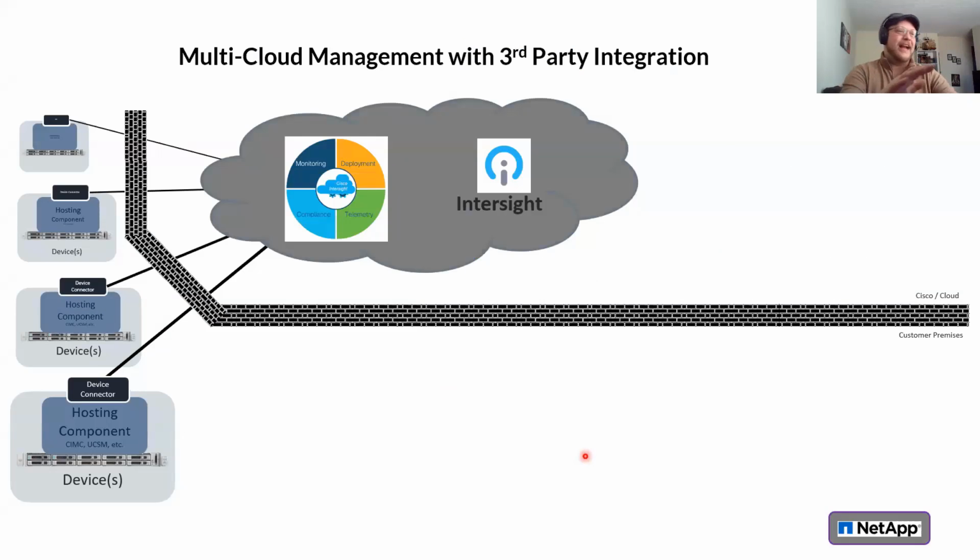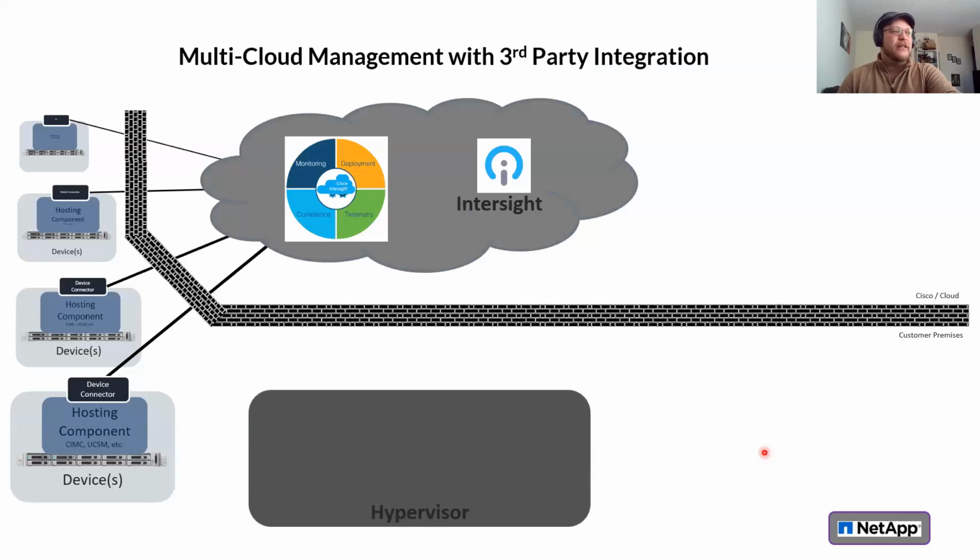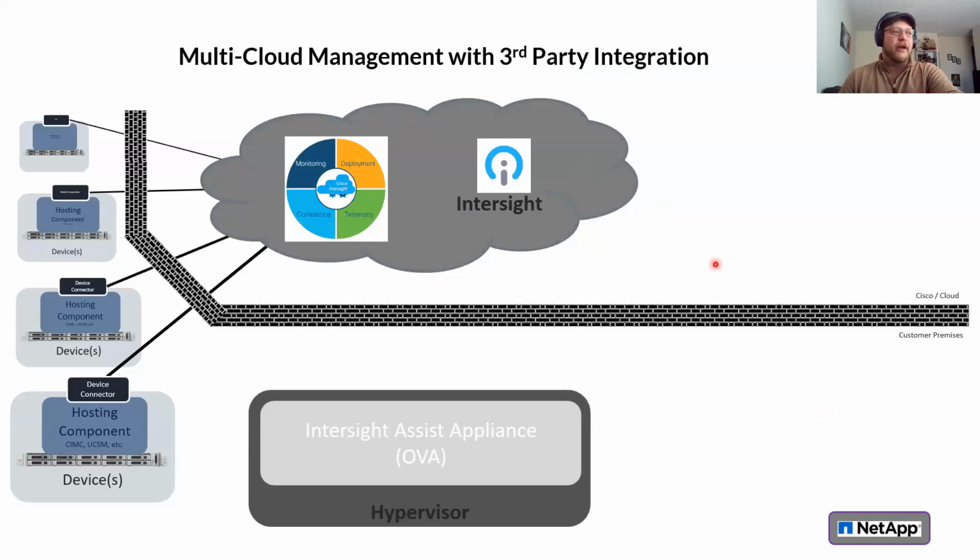And then the last thing here, I did mention this, but we do have third-party integration. One of the things you have here with Intersight is this thing called an Intersight Assist. This is actually a little appliance that can live on OVS, vCenter, SCVMM, right? System Center, right? But all it's doing is creating a device connector that's going to communicate up to Intersight.